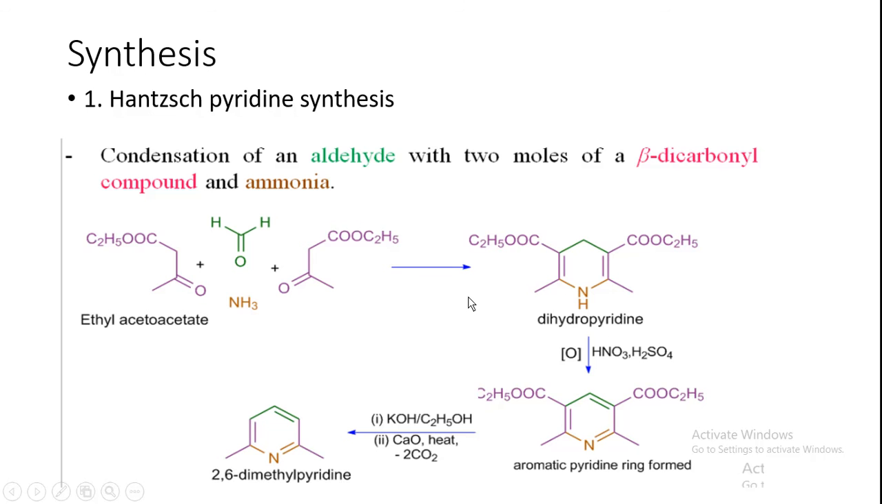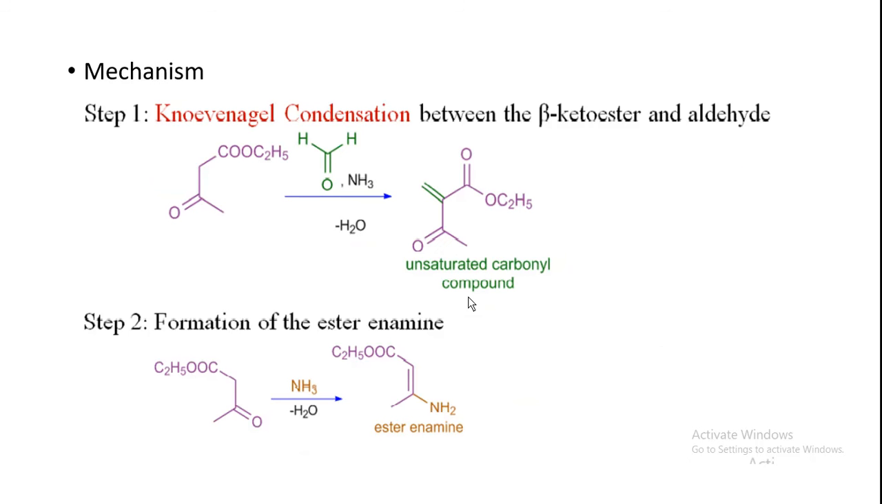So let us see the mechanism of this Hantzsch pyridine synthesis. First, what will happen? Knoevenagel condensation between the beta ketoester, that is the dicarbonyl compound, and this aldehyde. Okay, in the presence of ammonia, 1 molecule of water will be eliminated, so it will form an unsaturated carbonyl compound. So this compound will be formed.